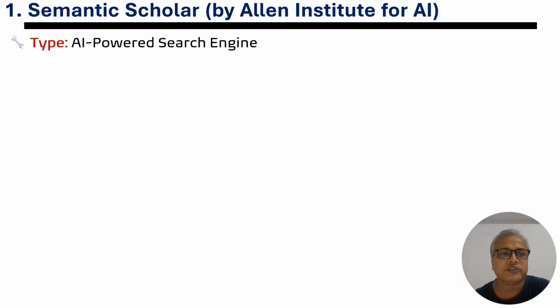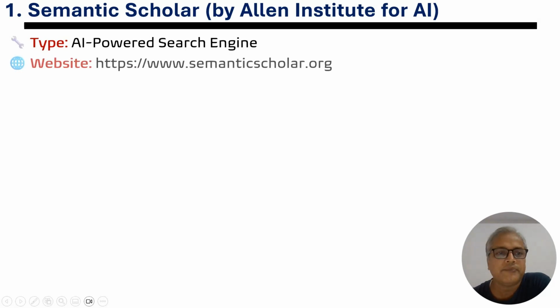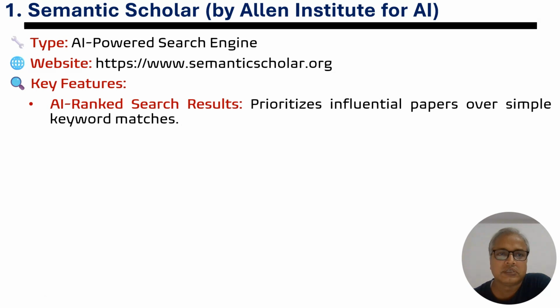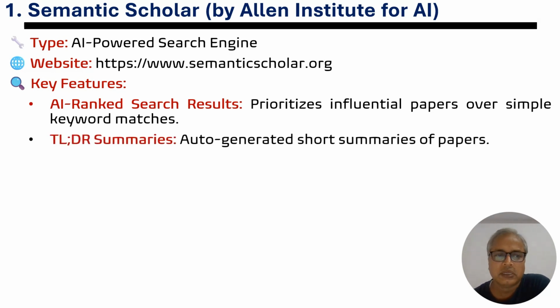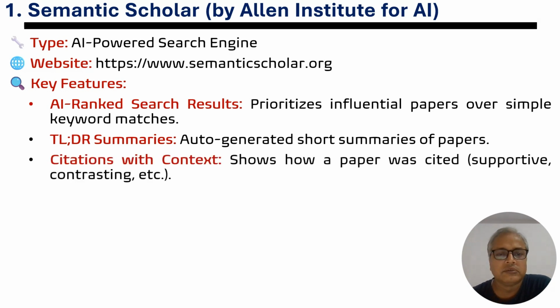Some specific features: it is an AI-powered search engine provided by the Allen Institute for AI. I've already told you the website. Some key features of Semantic Scholar are AI-ranked search results, which prioritize influential papers over simple keyword matches. We will see some of these. Then TLDR summaries, which are auto-generated short summaries for almost all papers, which normally saves our time.